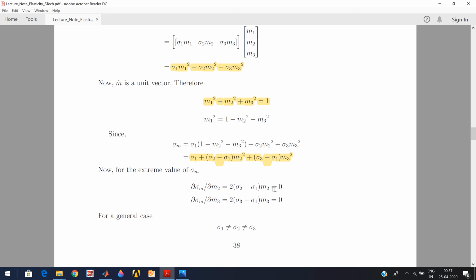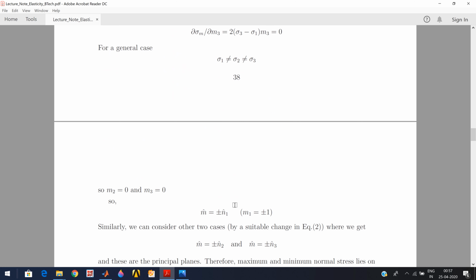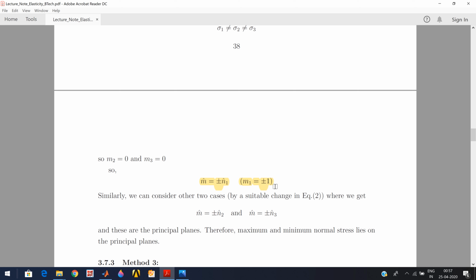And here you can see for the general case sigma 2 is not equal to sigma 1, so that means m2 should be 0 and m3 should be 0. So when m2 and m3 are 0, that means m1 is 1. So m1 is plus or minus 1. So that is the solution. That means the plane is along the unit vector n1, so along one principal direction n1. So now we have taken n1 as an arbitrary direction.